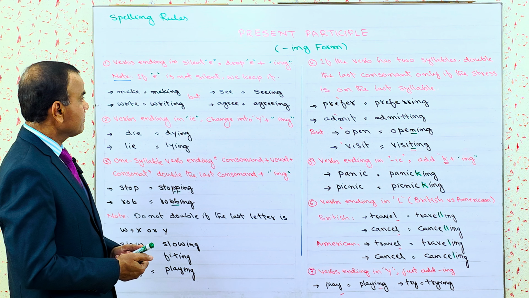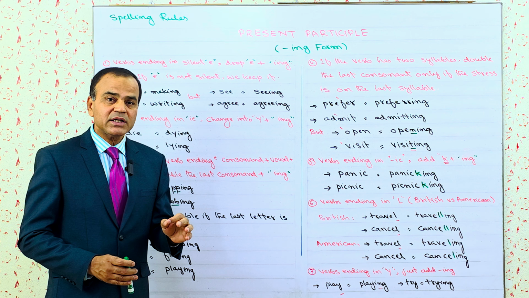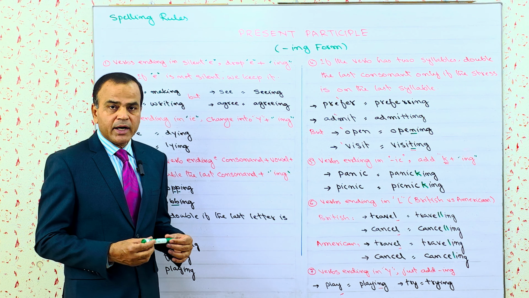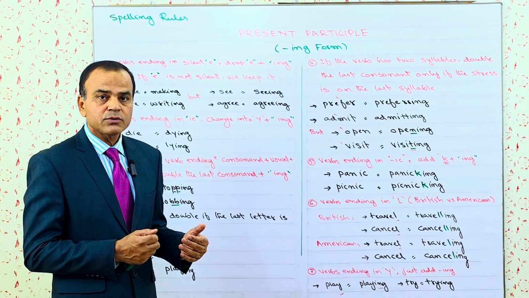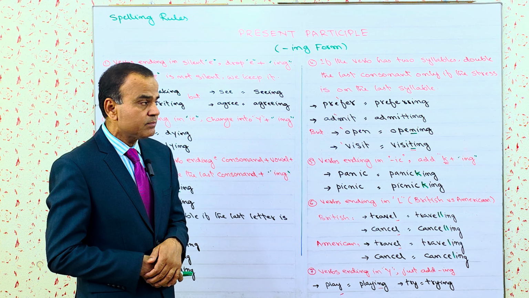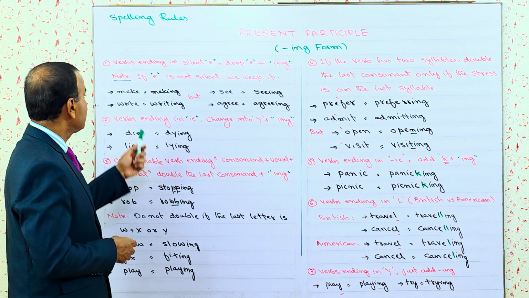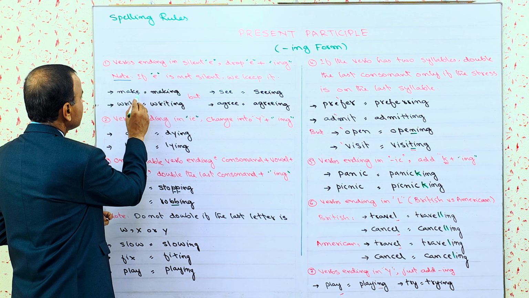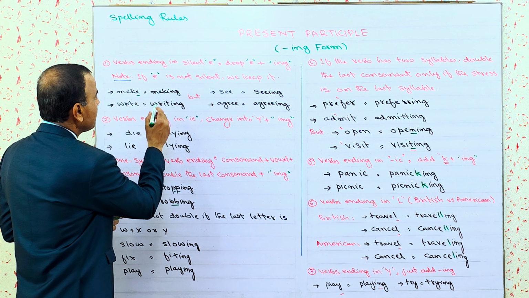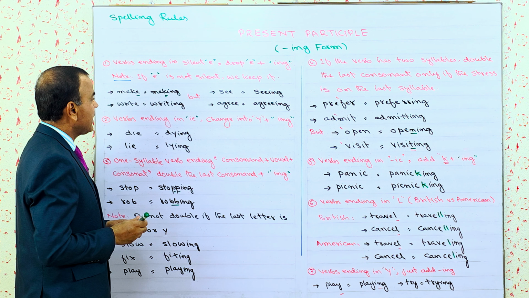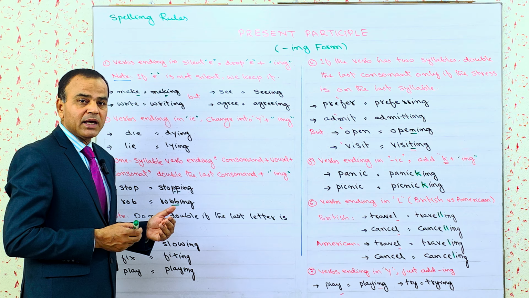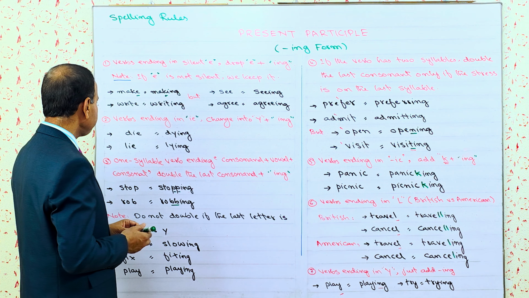The first rule is that if the last E, which is a vowel, is silent and you are adding ing to make the ing form of the verb, then the last E will be dropped. As in make, the last E is silent, and when I am making its ing form, I am dropping the E here. I say making. The spelling is not makeing. E will be dropped.